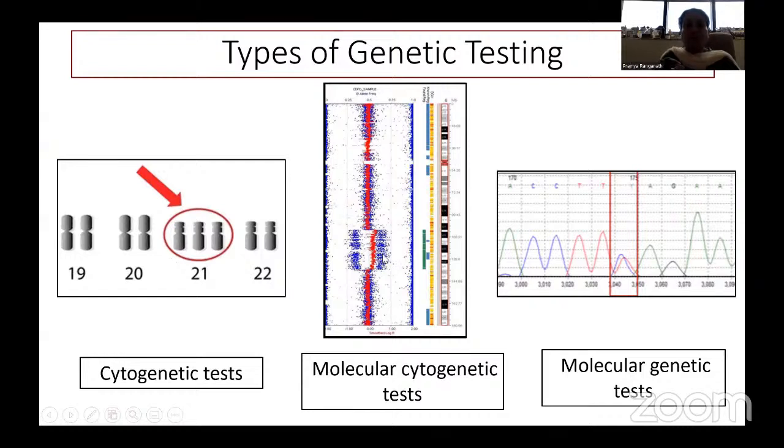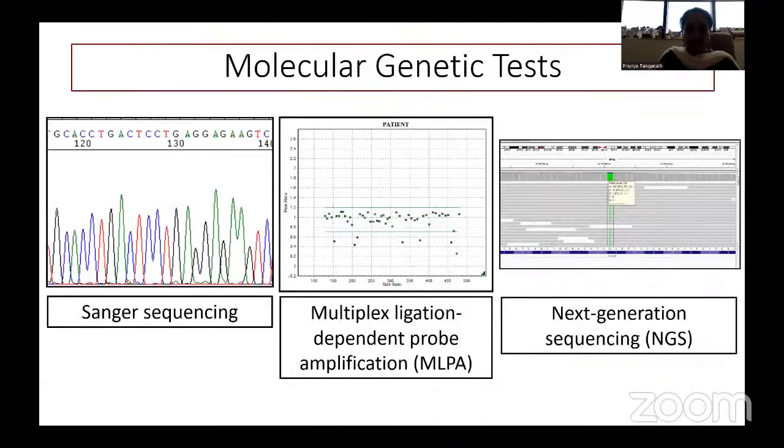For the microdeletions, the copy number variations, we do something called molecular cytogenetic tests, which includes tests like FISH, MLPA, and microarray. And then for the single gene disorders, we do something called molecular genetic tests. As most of the chronic kidney diseases are single gene disorders, for most of them, we do molecular genetic testing.